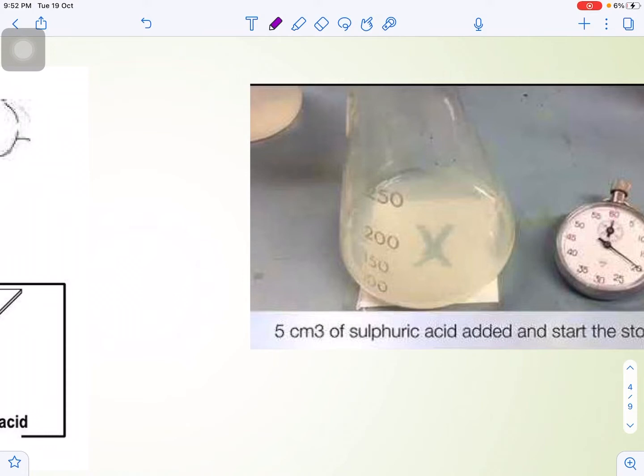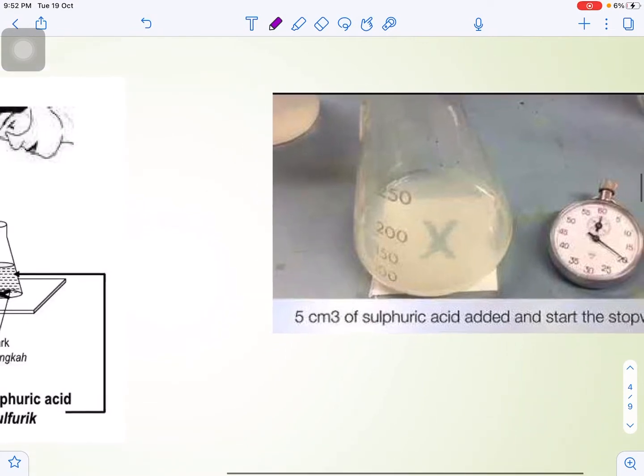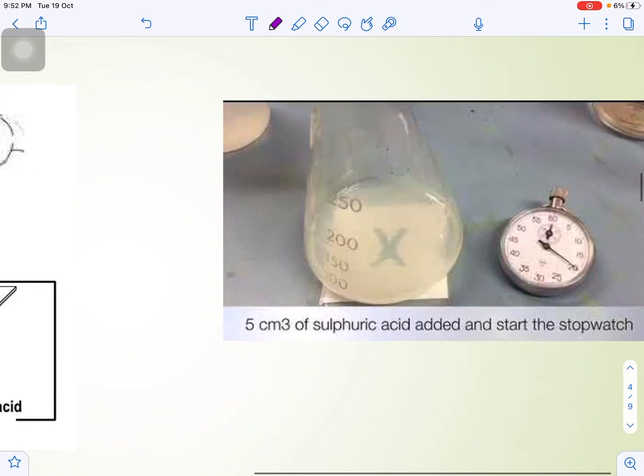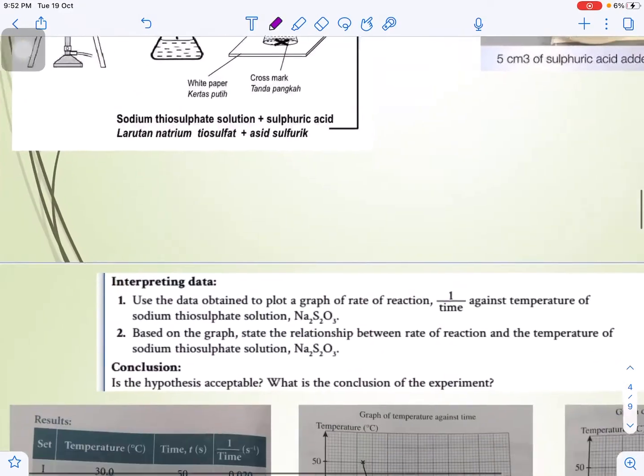So for this experiment, what we're going to record, kita akan record masa yang diambil untuk X mark disappear from view. Bukan disappear selama-lamanya, disappear from view because kita tengok daripada mulut conical flask, so kita tak nampak because the yellow precipitate covers the X mark. Itu cerita untuk this experiment. Okay, to understand this experiment better, you need to do it hands-on by yourself.